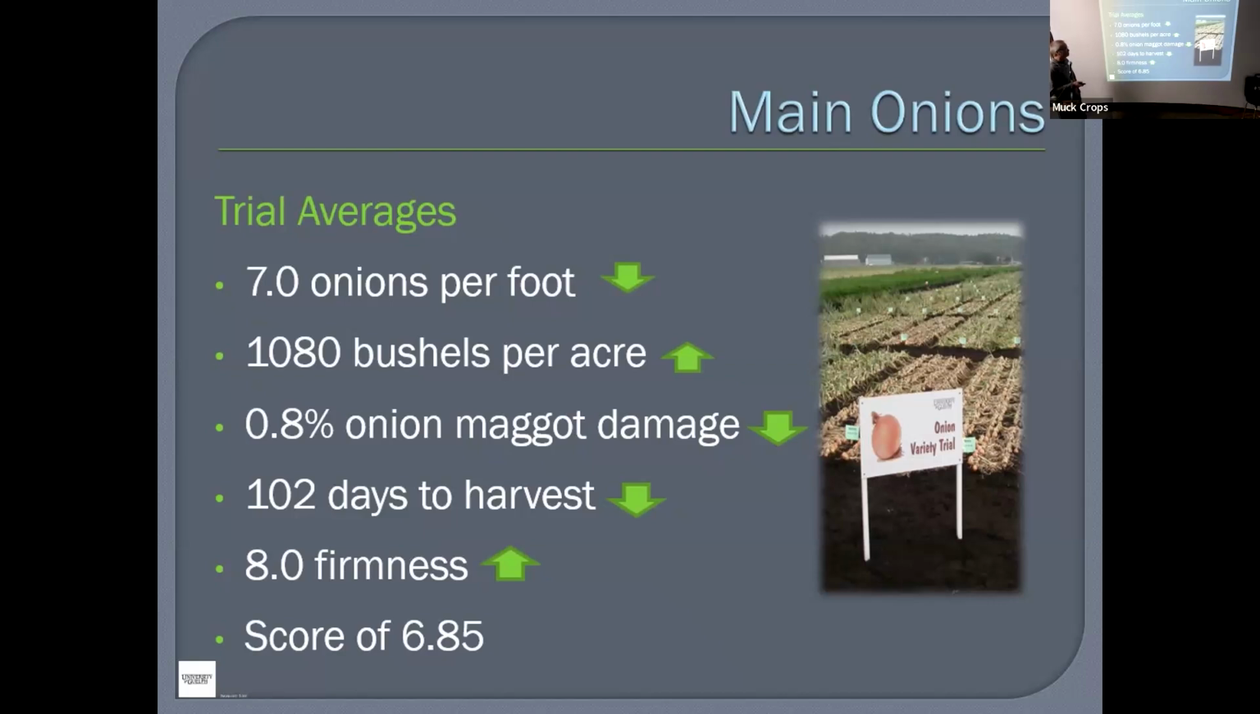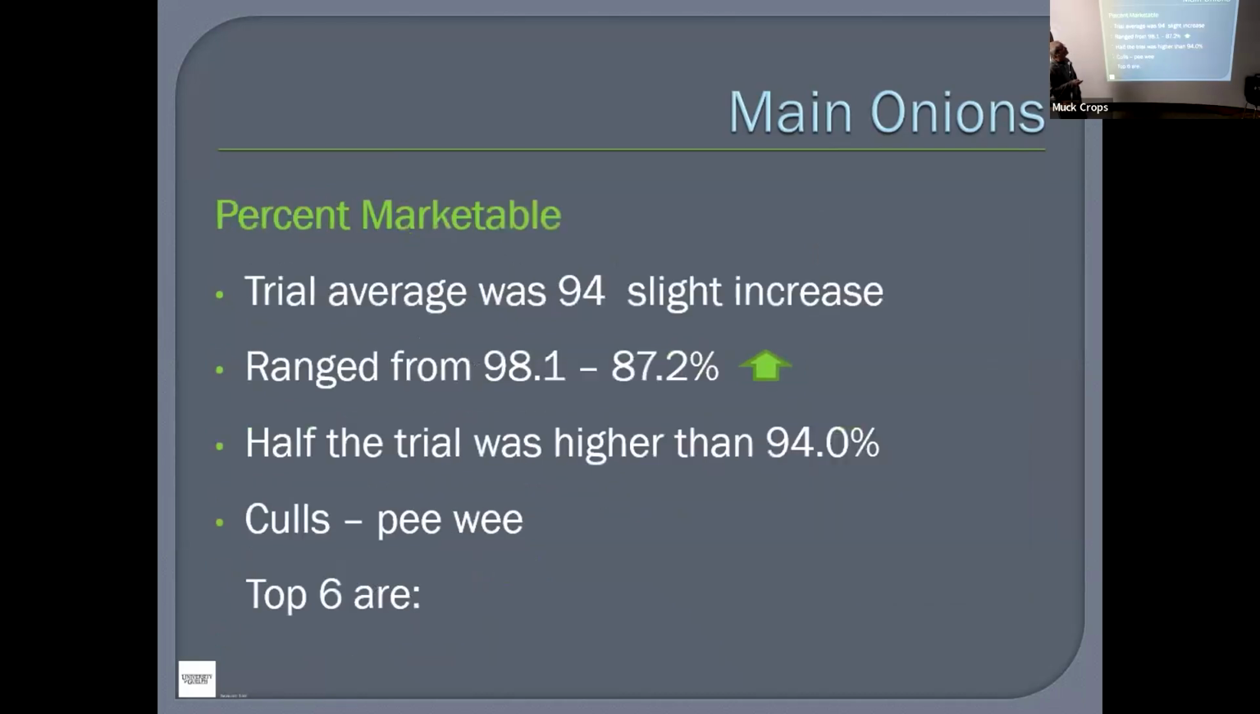102 days for harvest, which was a decrease compared to 2023. 8 for firmness, so this year they ended up being firmer than what we saw last year. Probably because we were in drier conditions, probably tightened them up a little bit. And score or qualities averaged at 6.85.